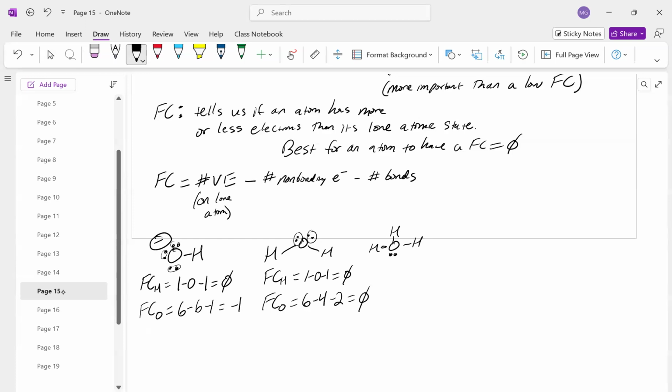And then the last one, this hydronium. Again, hydrogen has a formal charge of 0. And for oxygen, number of valence electrons is 6. It has one lone pair or 2 non-bonding electrons right there and 3 bonds to it. And that comes out to a value of +1, which tells you oxygen has the positive charge in hydronium.